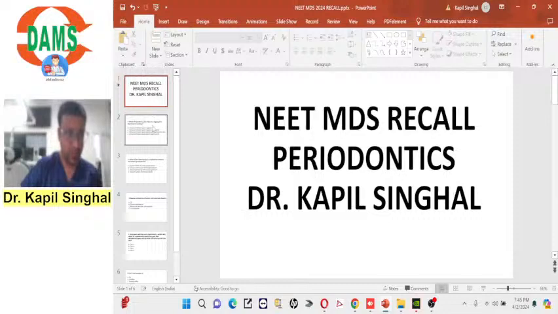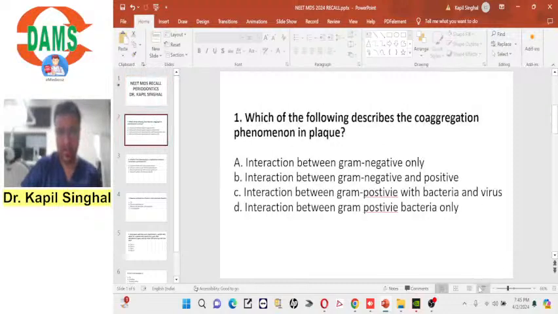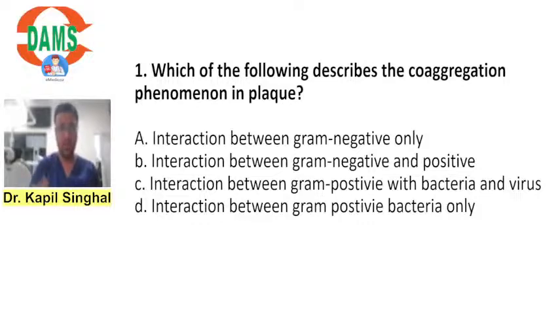Okay. So the first question that was asked was, which of the following describes the coaggregation phenomenon in plaque? It's a very good, easy question. We had discussed all this during our classes. Coaggregation is a stereochemical interaction between bacteria, between the carbohydrate and the protein layers of the bacteria, and it has been seen mainly between gram-negative bacteria only. So this interaction is mostly seen in gram-negative bacteria.